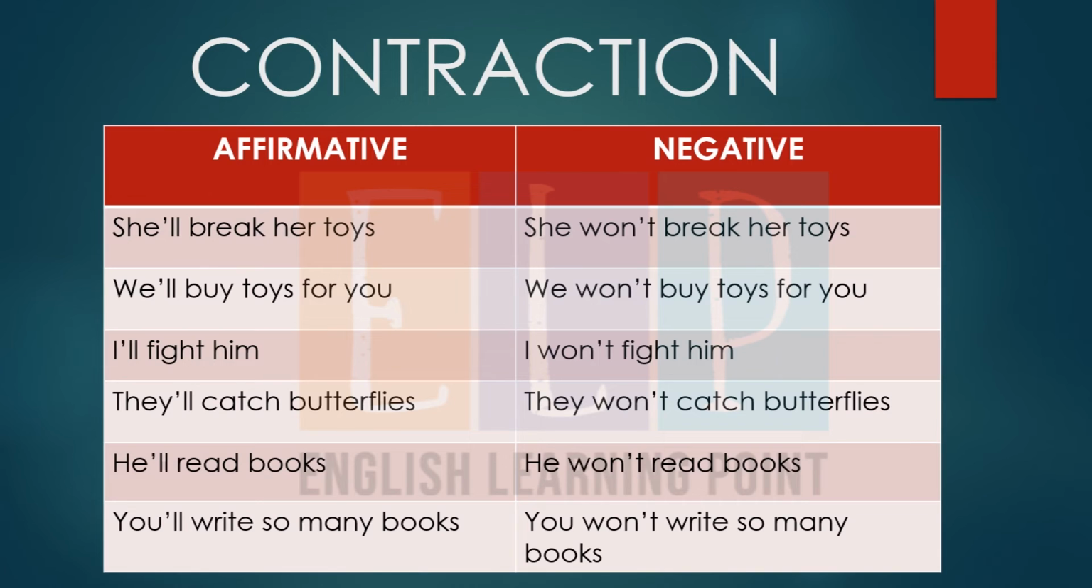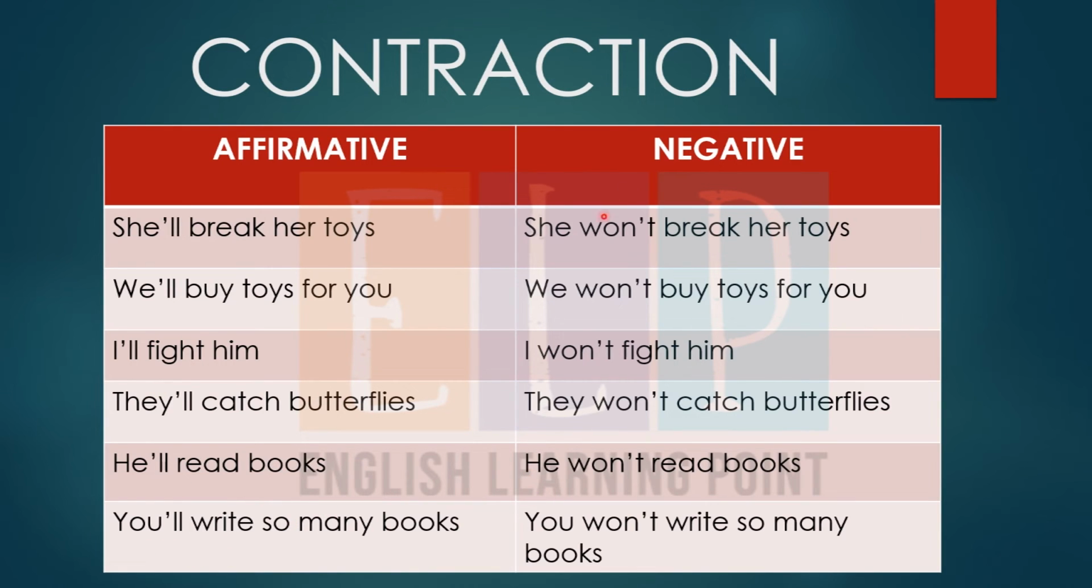What is the contraction of affirmative and negative sentences? We use she'll in place of she will. She'll break her watch. We'll buy it for you. I'll fight him. They'll catch butterflies. He'll read books. You'll write so many books.